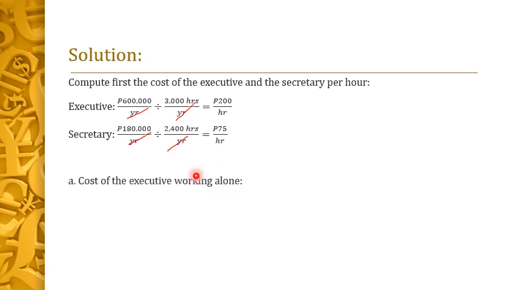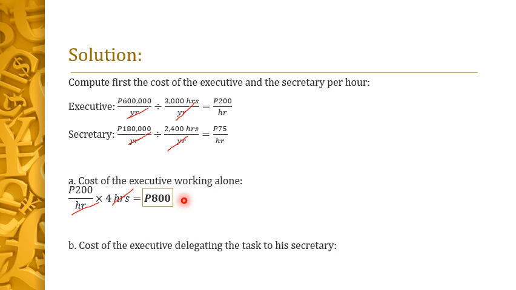Now let's compute the cost of the executive working alone. This is equal to the cost of the executive per hour times the number of working hours. The cost of the executive per hour is 200 pesos times he works alone for 4 hours. Cancel hour. Therefore, the cost of the executive working alone is 800 pesos.